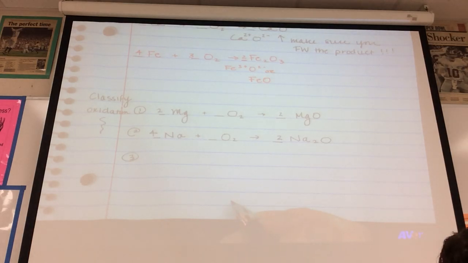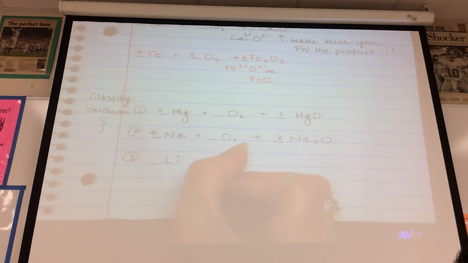The next one says lithium reacts with oxygen gas. When they give you an element, in almost every case, it's just the chemical symbol. The only exception is if you have a diatomic element. Do not put a charge on a metal because you're talking about the solid metal. Don't put a subscript on a metal. It's not the ion, it's the actual metal. React it with oxygen gas. What would the products be?